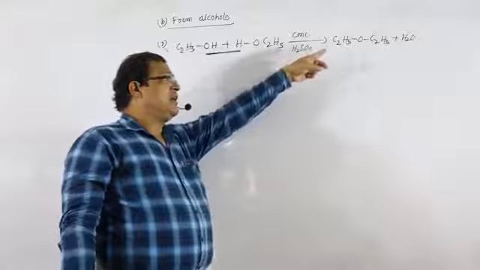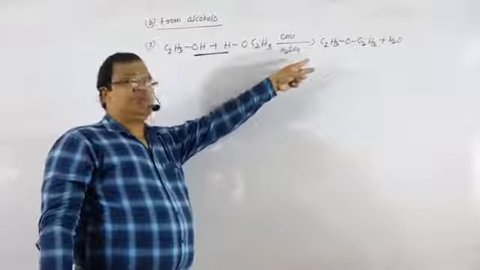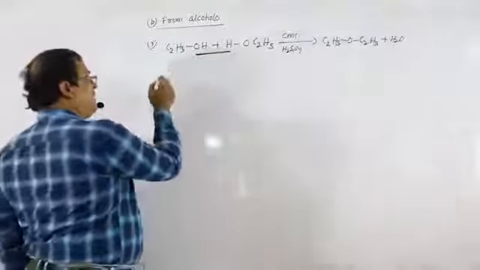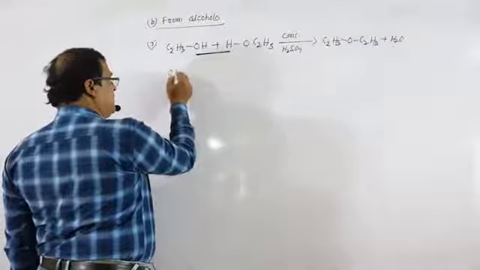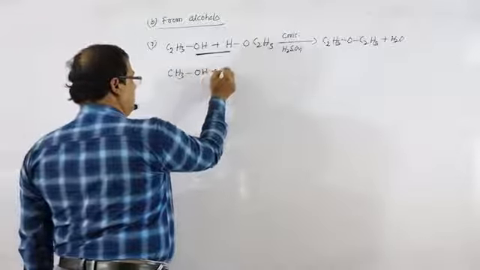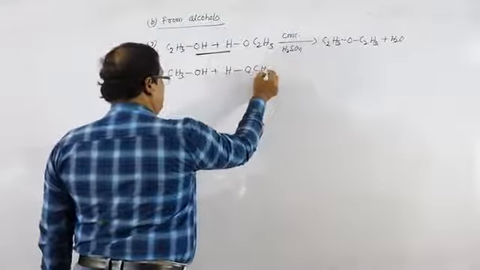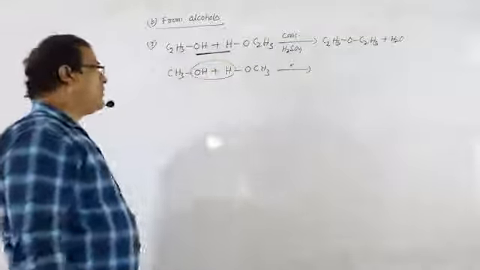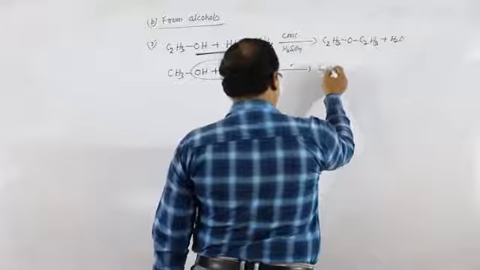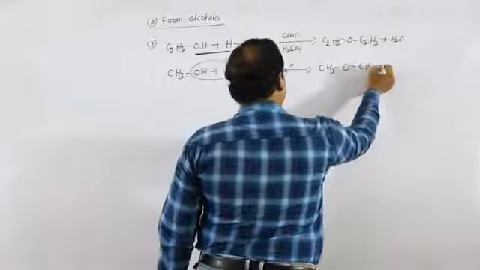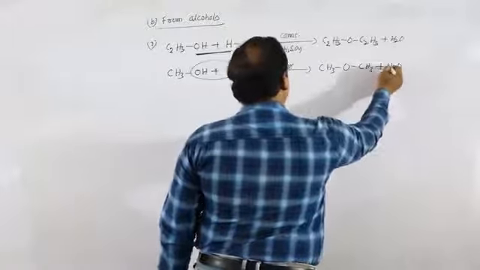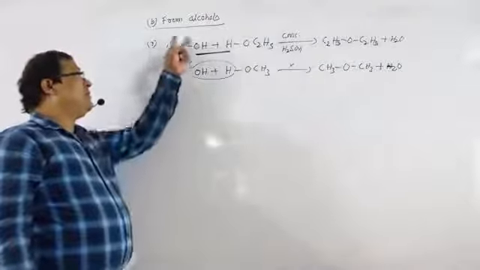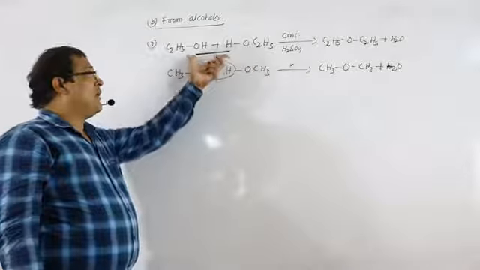C2H5OC2H5, diethyl ether, that is ethoxyethane. There is the formation of diethyl ether, or ethoxyethane. Similarly, if we take methyl alcohol treated with the same dehydrating agent, H and OH combine to form water. So there is the formation of CH3OCH3 plus water. So this is regarding the method of preparation of ethers from alcohols.